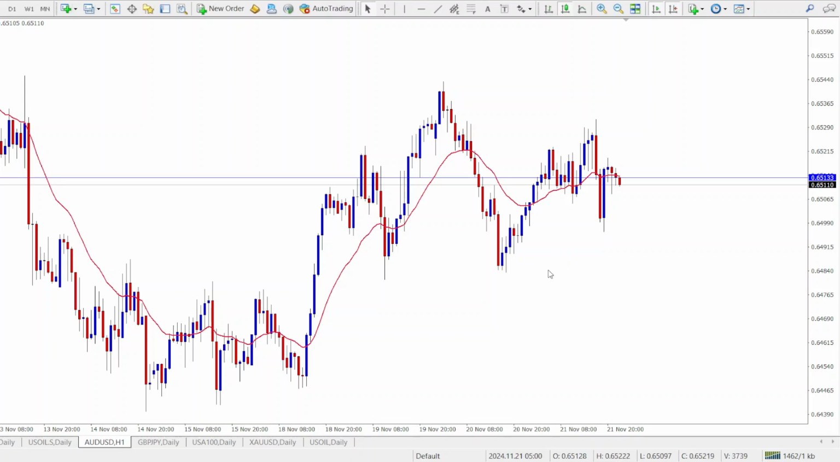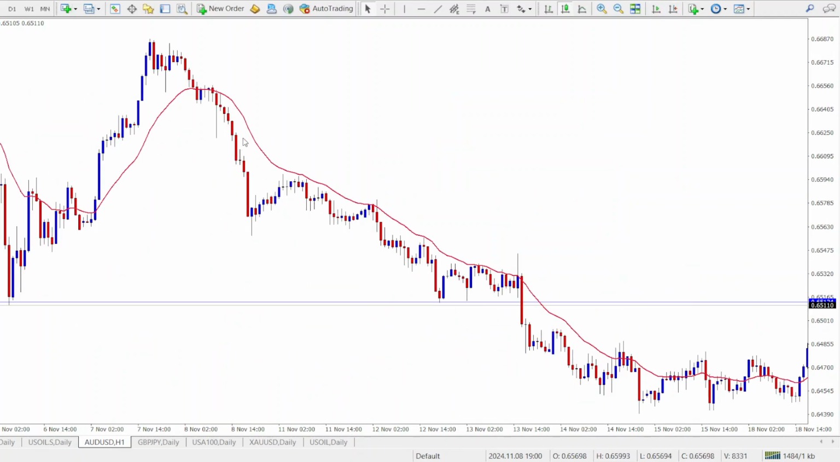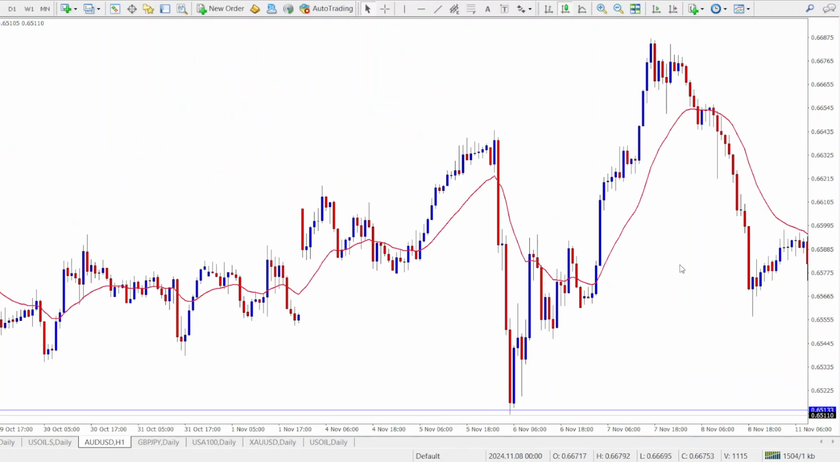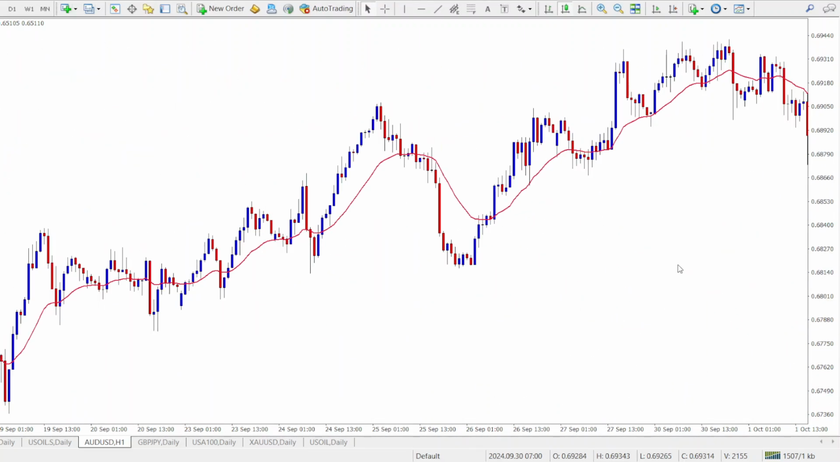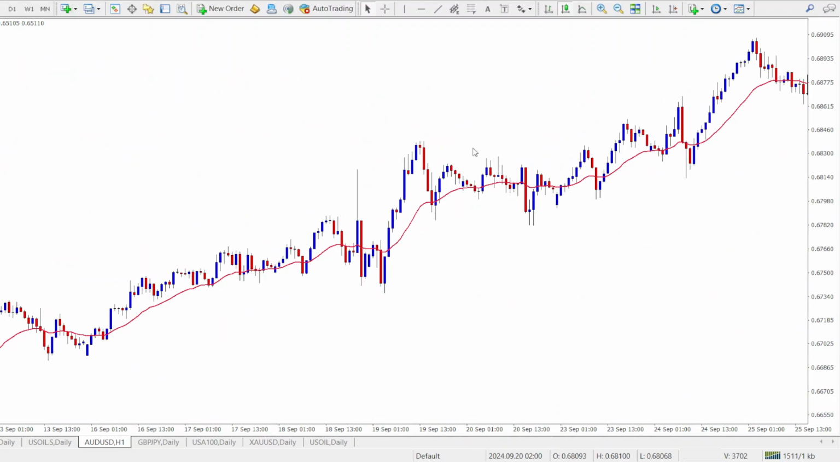Now, moving averages are a key component of trend following strategies, and for good reason. Moving averages help you identify whether the market is trending up or down. When you have the price trading below the moving average, it's clear that it is a bearish trend. On the other hand, when you have the price trading above the moving average, it is clear that it is a bullish trend. So it's very easy to spot, very easy to identify.